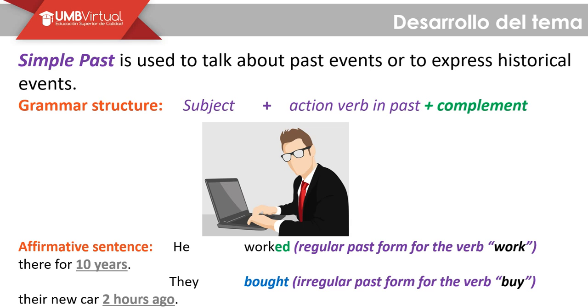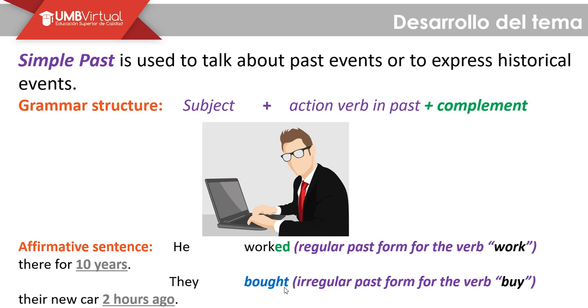So the grammar structure for this tense is, first we're going to write the subject plus the action verb in past plus the complement. We can say he worked, regular past of the verb work, there for 10 years. Or they bought, irregular past for the verb buy, their new car 2 hours ago. In the first sentence, as you can see, we had a regular verb. That's why we only add ed, but it's different if we had an irregular verb, because the present form is buy, but the past is a little bit different.